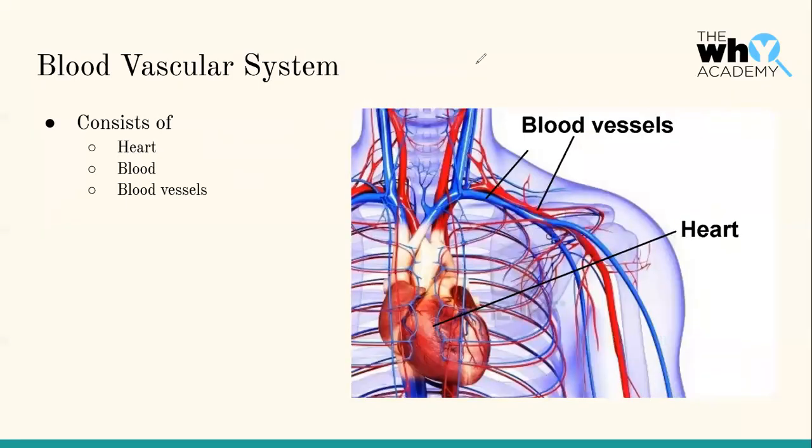Right. First, we'll study the blood vascular system. You can take this down: it consists of the heart, blood, and blood vessels. The heart is the major pumping organ, blood is the fluid which flows throughout your body, and blood vessels are nothing but the tubes in which this flows.